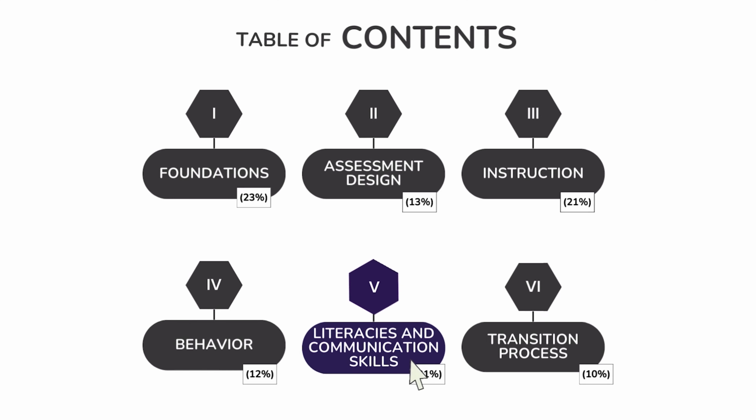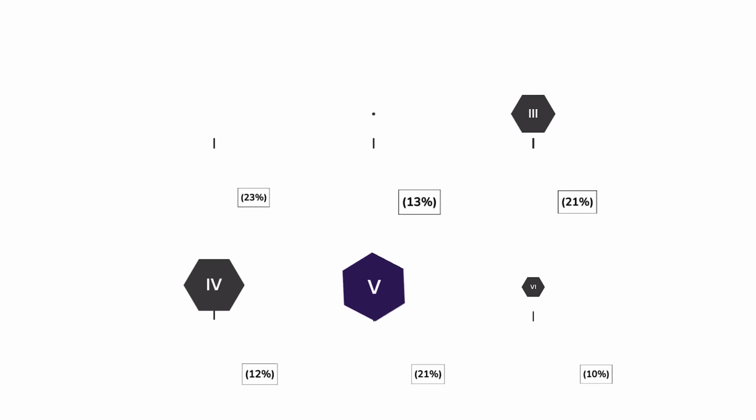Competency V, literacies and communication skills. This section not only tests your knowledge of language development skills and the components of language structure, think foundations, communications, and vocabulary, but also your ability to facilitate communication and reading proficiency for students with exceptionalities.